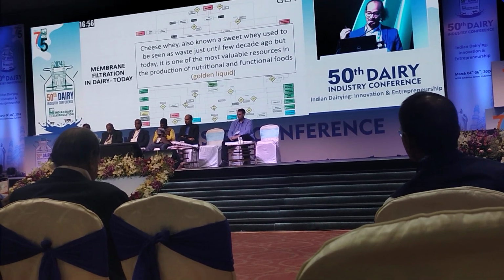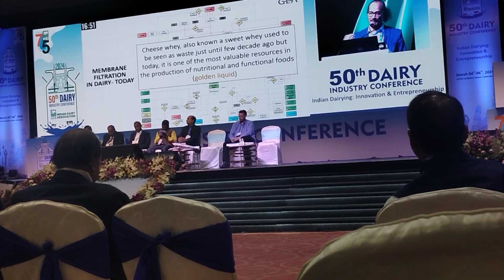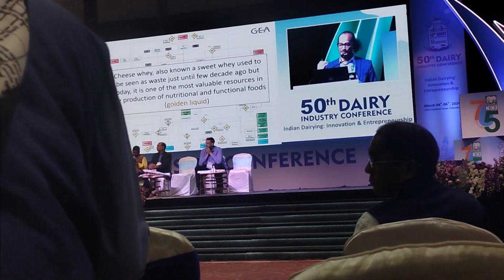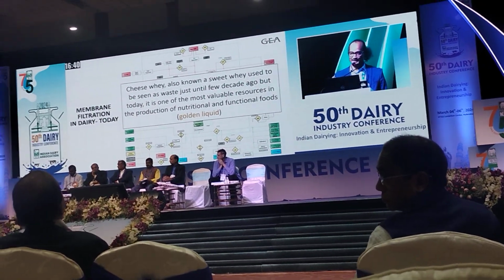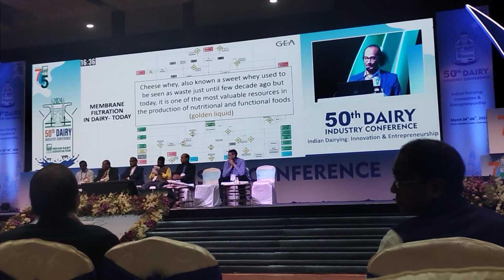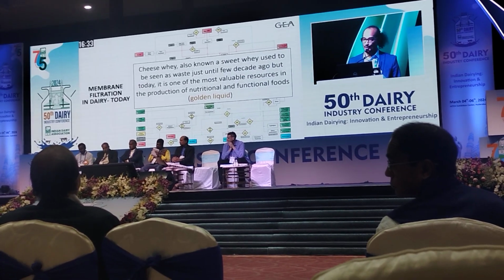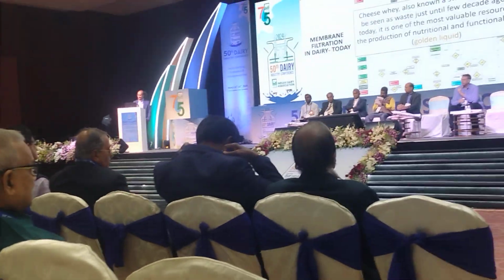So, for example, I think the biggest, or the good, example of application of membrane filtration in dairy is the use of cheese whey, as mentioned by Dr. Rao. Almost 2 decades ago, cheese whey used to be at least a waste product for dairy, but today it is considered a golden liquid because we can separate the very important components of milk, for example, whey proteins, by using membrane filtration.